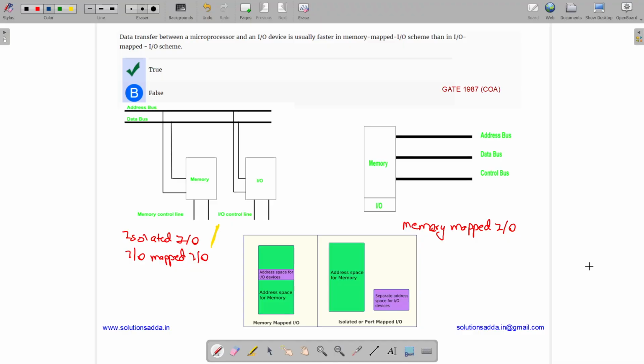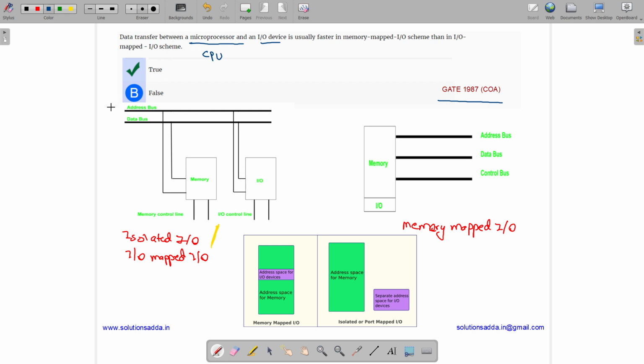This question belongs to computer organization and architecture, from the topic IO handling, and it has been asked in the year 1987. The question states that data transfer between a microprocessor, which is basically a CPU only, and an IO device is usually faster in memory mapped IO scheme than in IO mapped IO scheme.